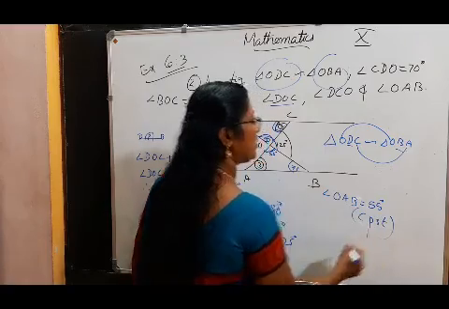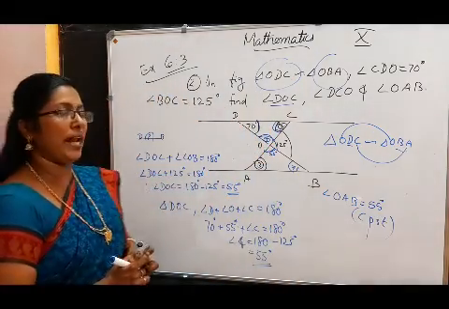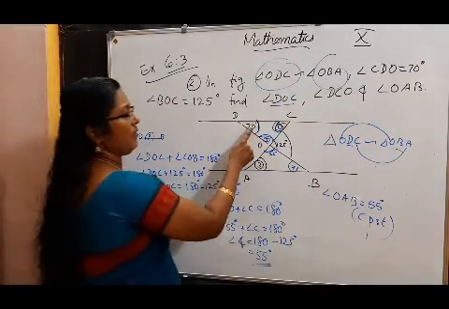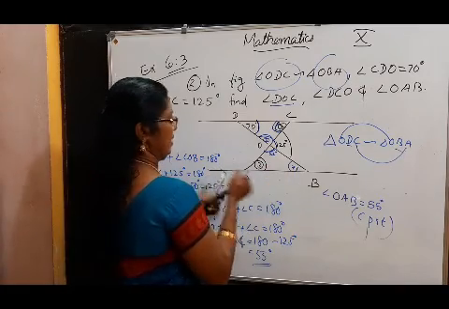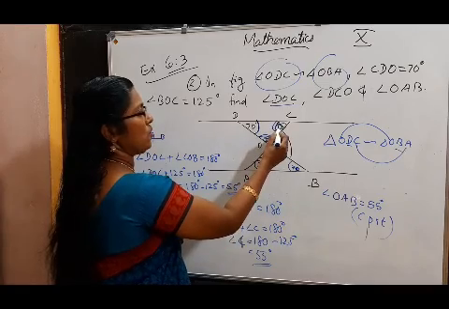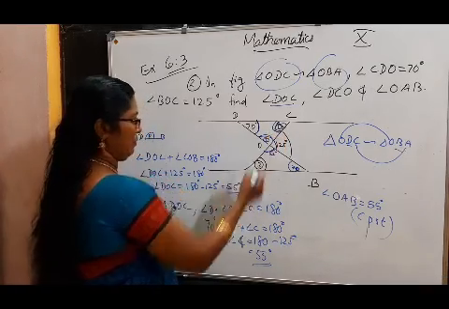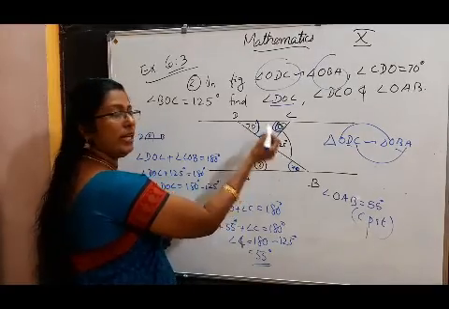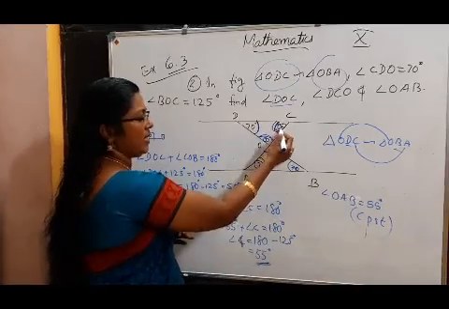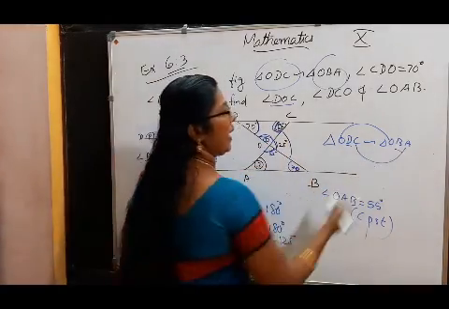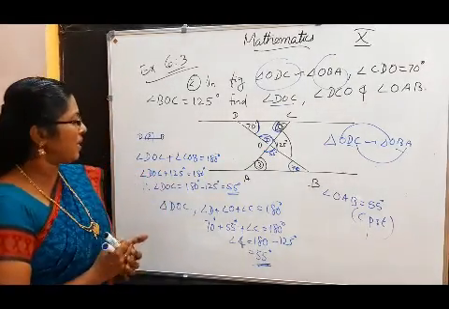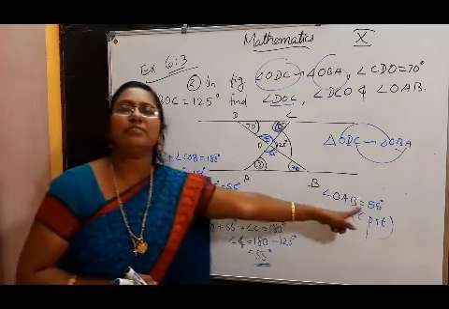CPST, corresponding parts of similar triangles. Corresponding angles of similar triangles are equal. Here this is 70 degrees, and this is 55 degrees. This is also angle 2, which is 55. Angle C is 55. Sum of three angles of a triangle is 180 degrees, so we can find angle 2. Angle C is 55 degrees, and angle C and angle A are equal because these two triangles are similar. So here the answers are 55, 55 and 55.